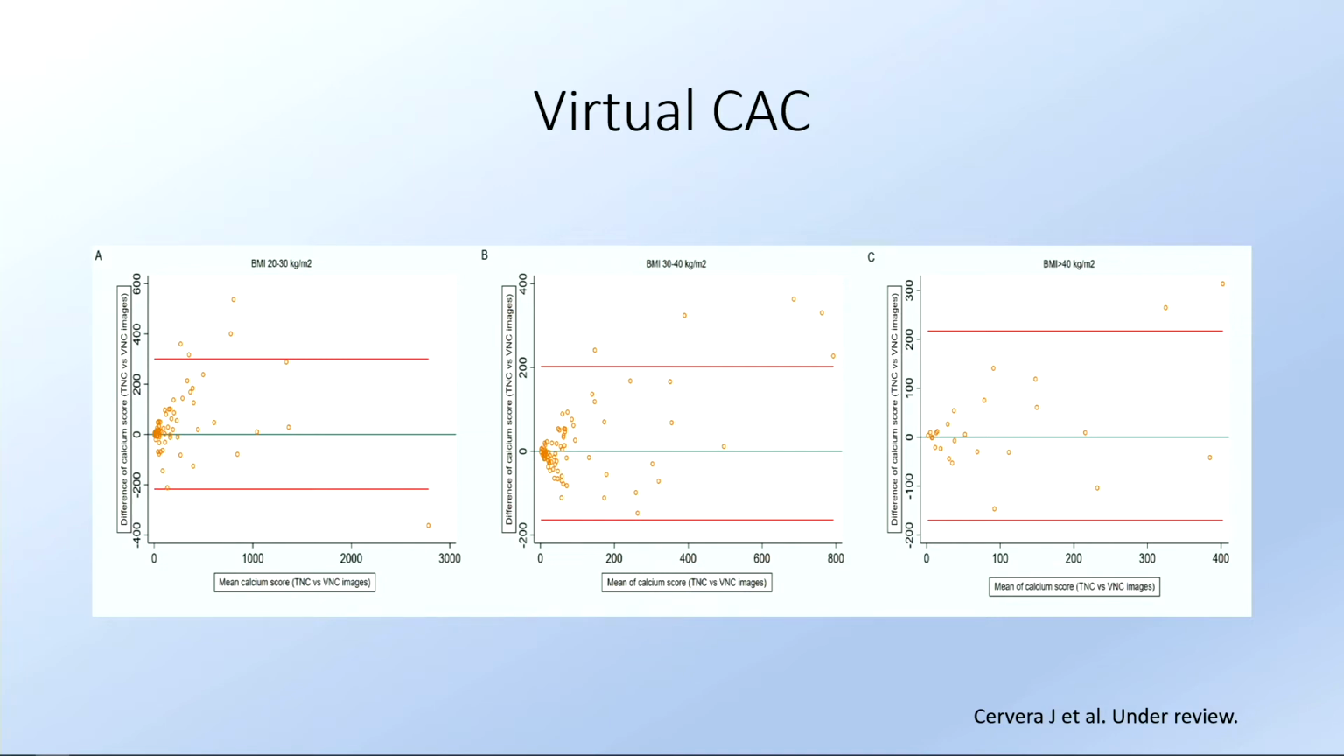But this is, I think, potentially usable for patients that have a normal BMI. It gets a little bit trickier when you have a BMI over 40. I think there's a lot more work to do, but the BMI definitely influences how the virtual non-contrast can be used and the accuracy of it.